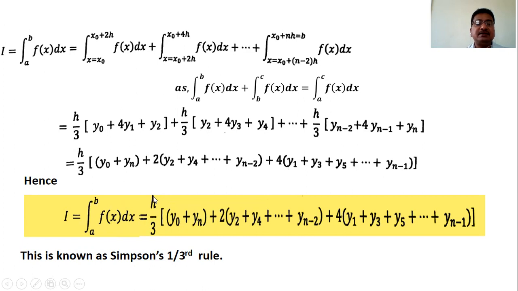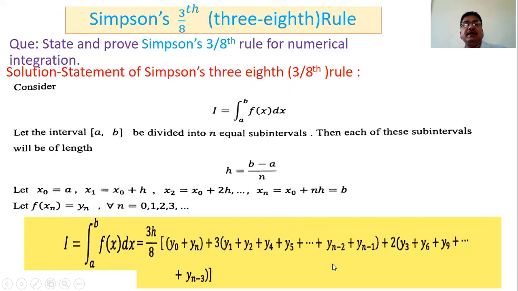What is the Simpson's 1/3 rule? h by 3, integration a to b f(x) dx. A means x naught, and b means x naught plus nh. It is h by 3 in one bracket: first value plus last value plus 2 times odd suffix plus 4 times even suffix. So the proof is similar for the 3/8 rule.